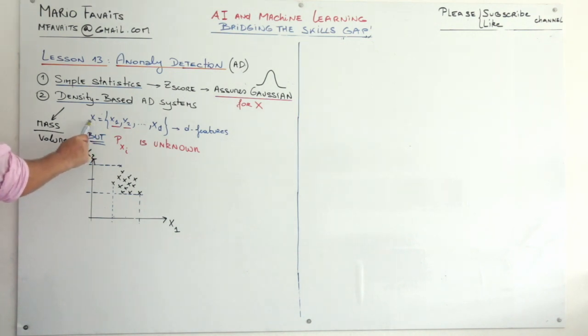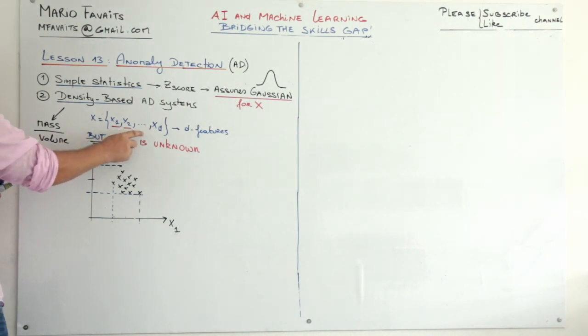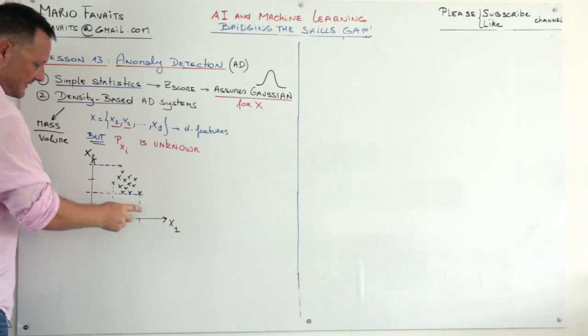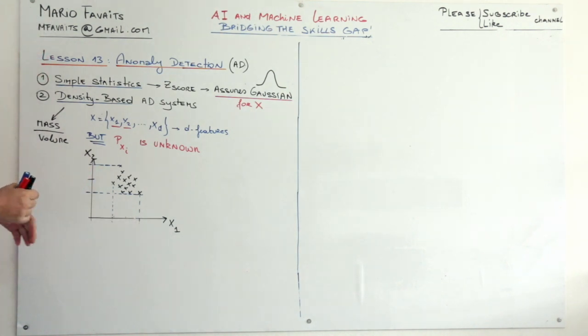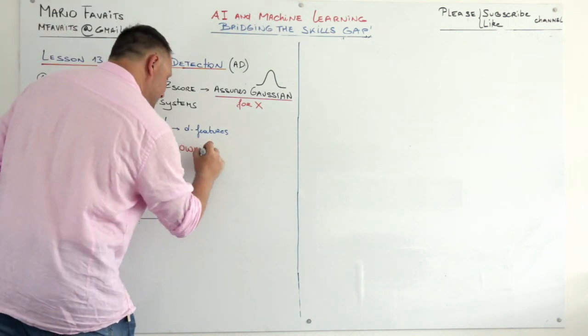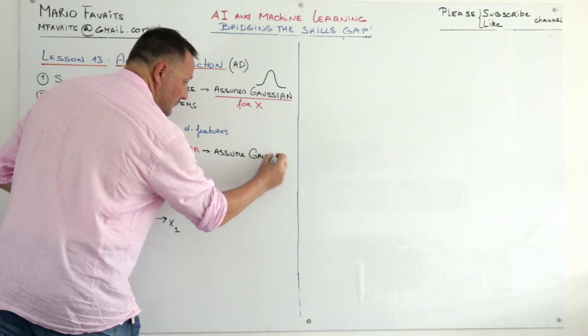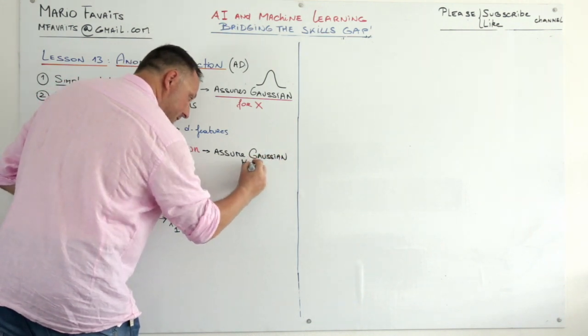So we still have our features. We have x1 to xd features. And the probability distribution of these features, we don't know. They're drawn from a certain distribution that is not known to us. Here I've made a drawing of two of these features, x1 and x2, and the crosses here are the data points. So what we're going to do now is assume Gaussian for all xi.